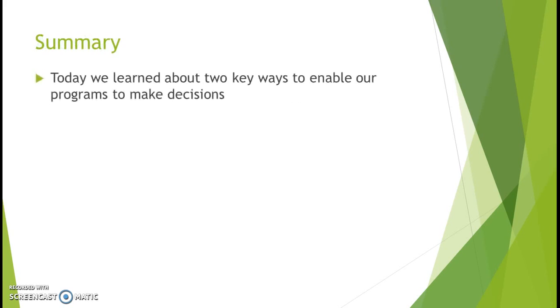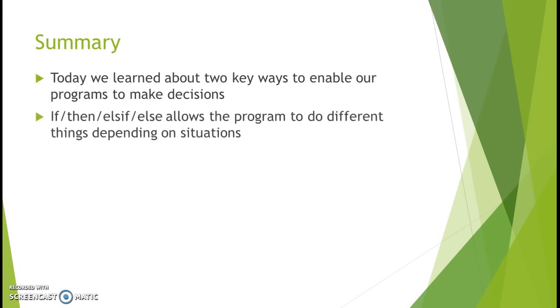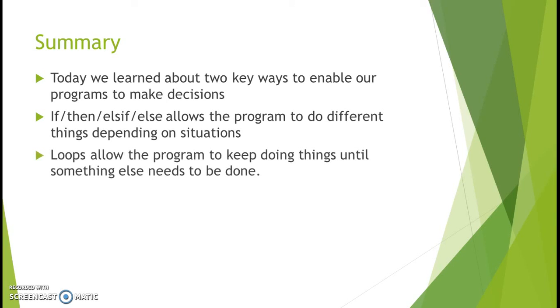Okay, in summary, today we learned about 2 key ways to enable our programs to make decisions. We have if then, else if, and else that allow the program to do different things depending on situations. And we have loops that allow the program to keep doing things until, well, something else needs to be done, even if something else is just shutting down.